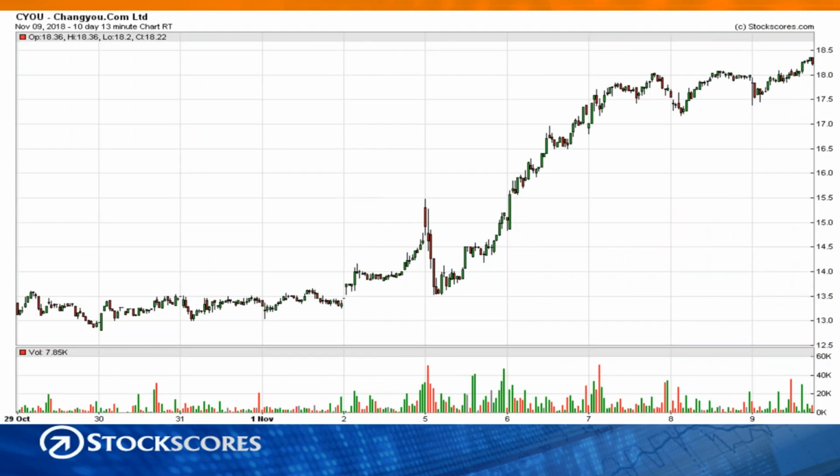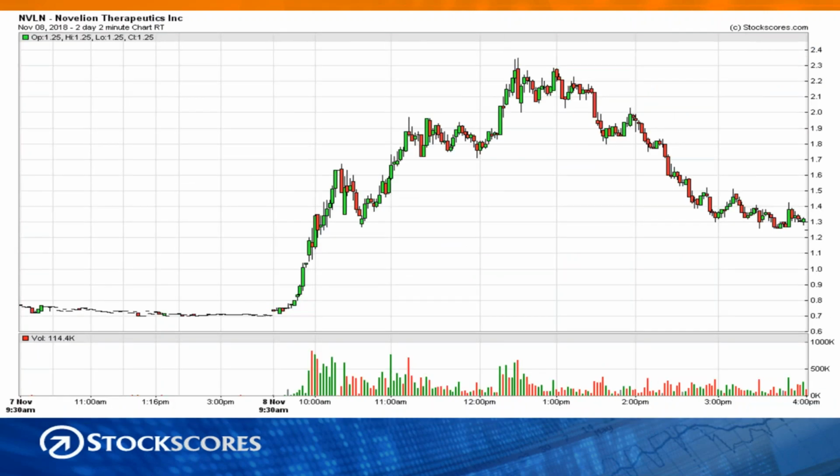We can look at different intervals. This is a 10-day, 13-minute chart. And so this bar, instead of being a week, represents 13 minutes. And so when we're swing trading, we like to look at this chart. And then when we're day trading, we like to look at a 2-minute chart. So again, if you look in the upper left, you can see 2-day, 2-minute chart.